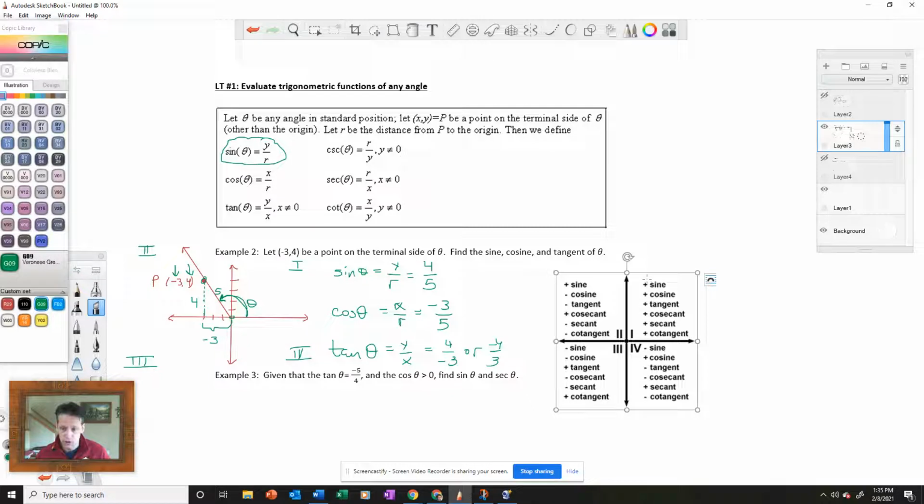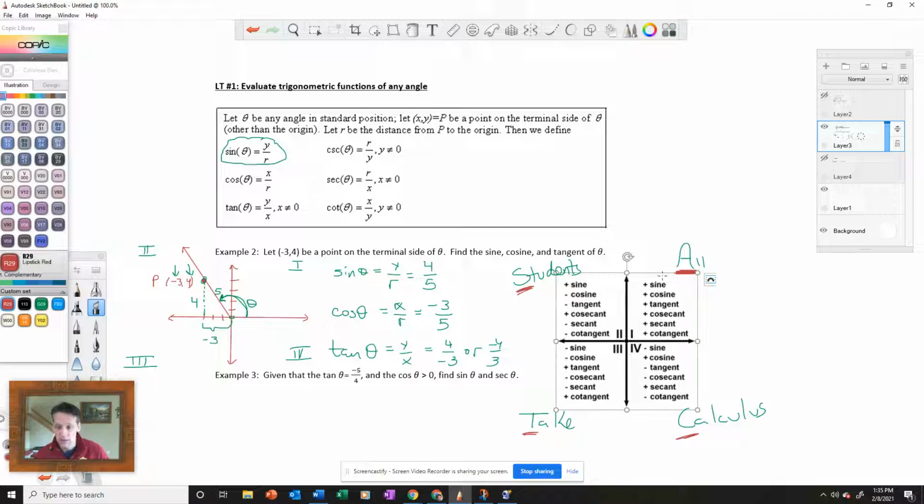Over here, I have a little cheat sheet, and you should know that all students take calculus. Well, that may not be true, but all pre-calculus students should take calculus. What is this? It's a memory device. It's a mnemonic device. ASTC.